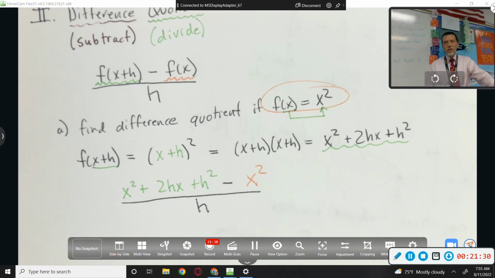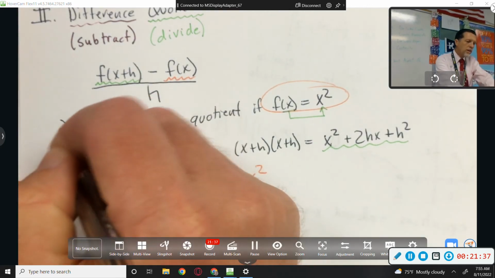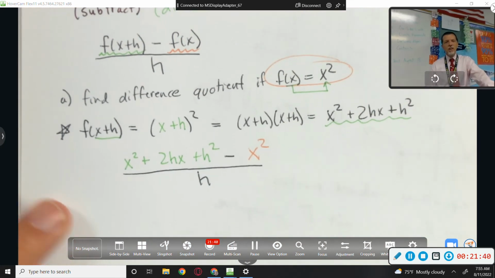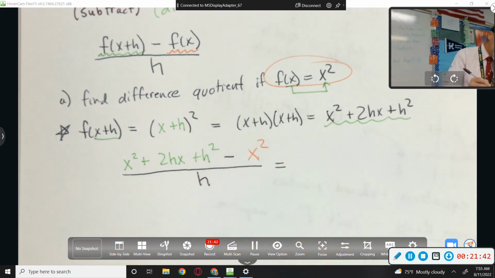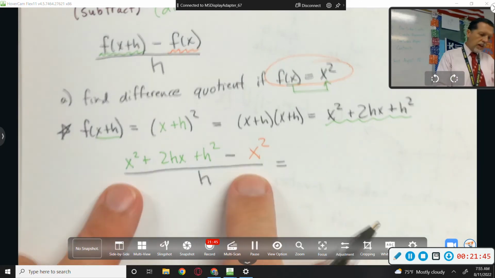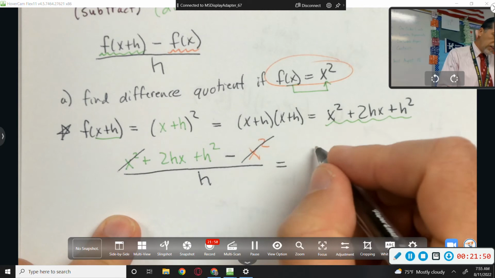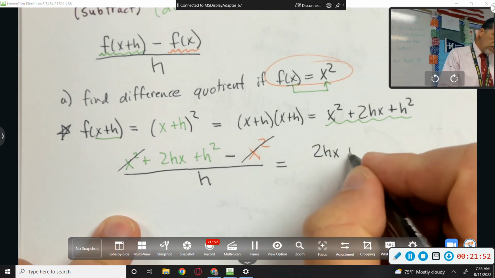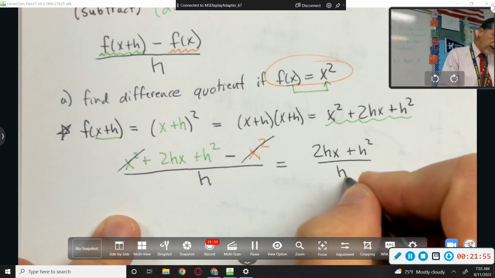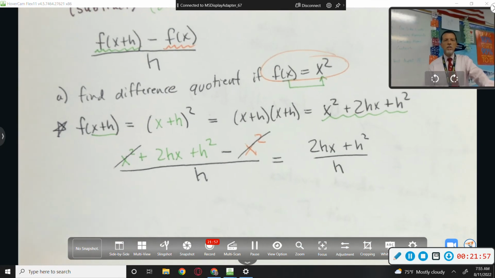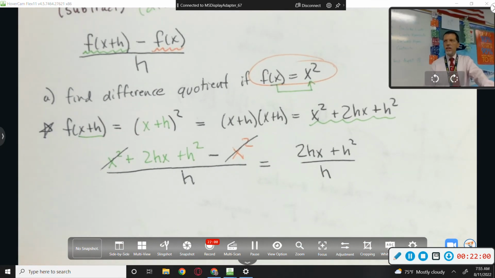So by far the hardest part is finding f of x plus h, because f of x is given, h is just a letter. So the big deal part of the problem is, can you find f of x plus h and then handle all the simplifying. So let's see, the x squareds will go away, and it's the only thing that goes away. 2hx plus h squared all over h. Anybody see what else we can do with that? Cancel out an h from everybody.